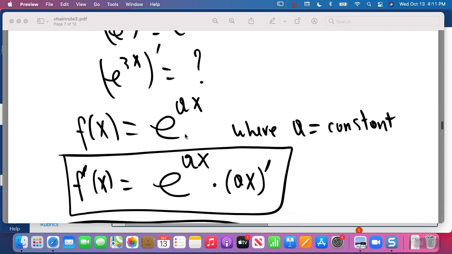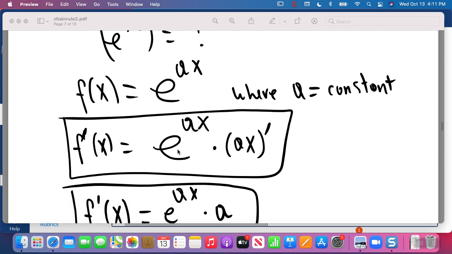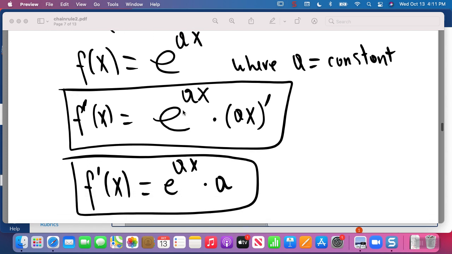So, in general, if you have f of x equals e to the ax, its derivative is e to the ax times the derivative of the exponent, which is just a. So the derivative of e to the ax is a times e to the ax.